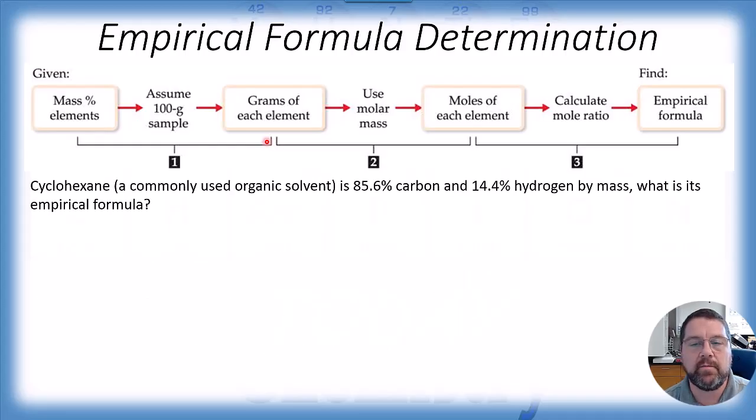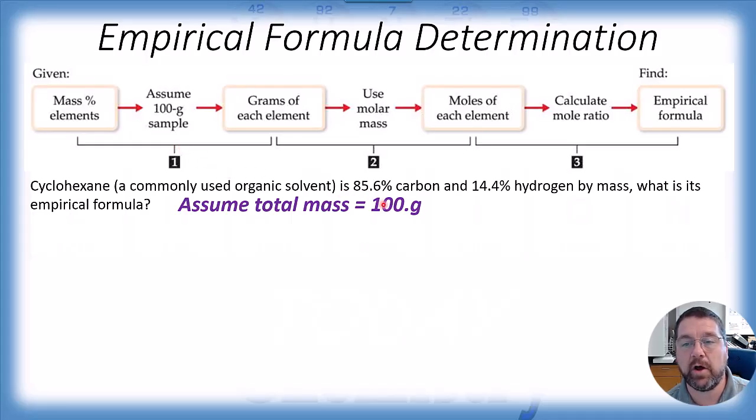Next, we have cyclohexane, a common organic solvent, and we're told it's 85.6% carbon and 14.4% hydrogen by mass, and we're asked what is its empirical formula. Here we are given percentages, so the first thing that we need to do is make the statement: assume total mass will be 100 grams. What that does is it green lights us to say that 85.6% of 100 grams is simply 85.6 grams of carbon, and likewise 14.4 grams of hydrogen. Realistically, you could choose any mass for the total mass assumption, but 100 makes the most sense because you're dealing with percentages. That way you just change the percent sign for units of grams.